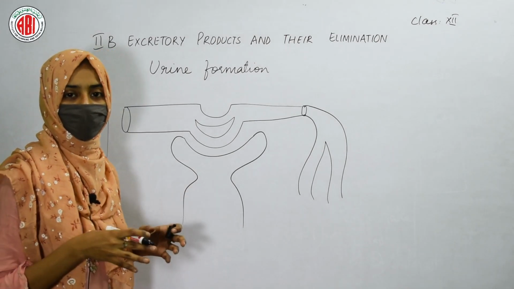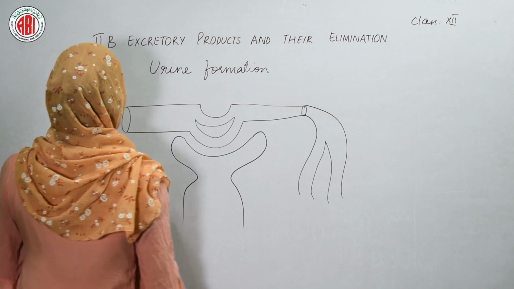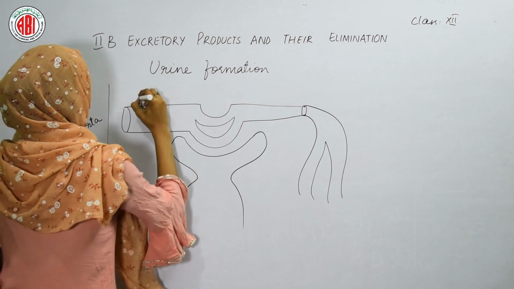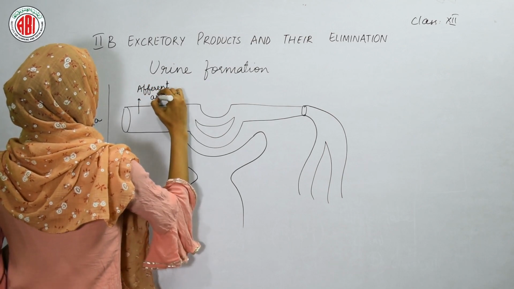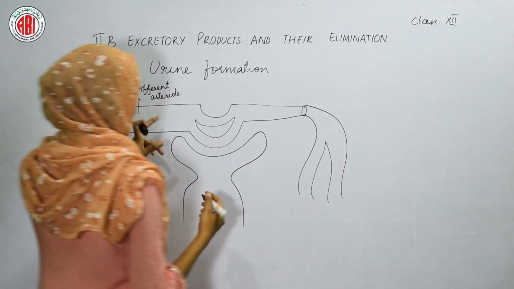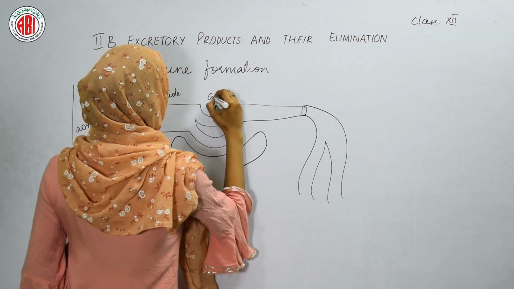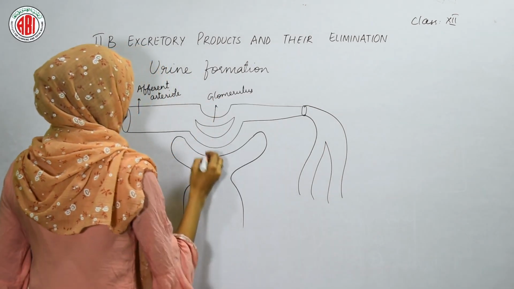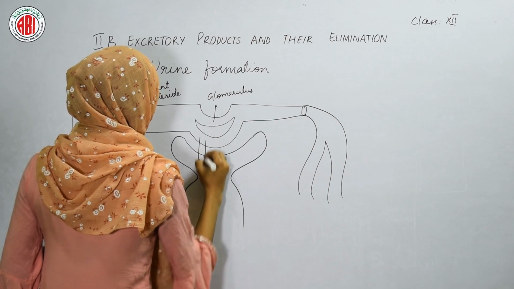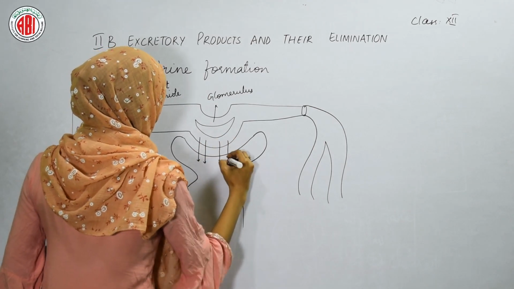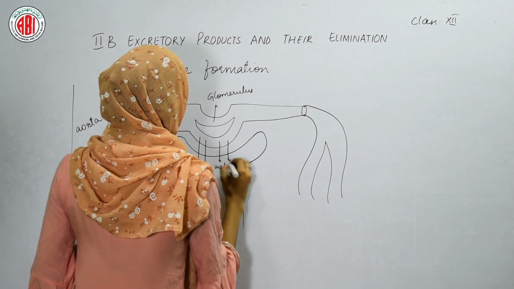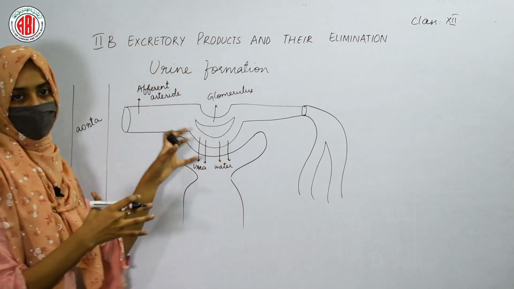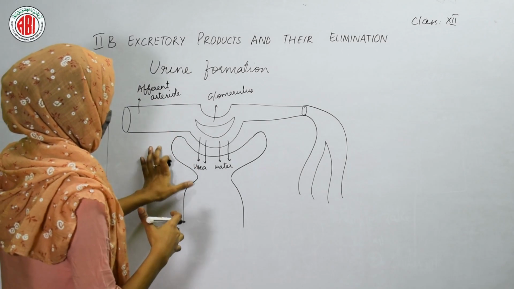In the nephron, the blood is circulated by a branch of the aorta called the efferent arteriole. This efferent arteriole carries the blood, and that blood reaches the structure called the glomerulus. Once the blood reaches the glomerulus, the different substances present in the blood, which are waste like urea and water, are filtered into the Bowman's capsule of the nephron.